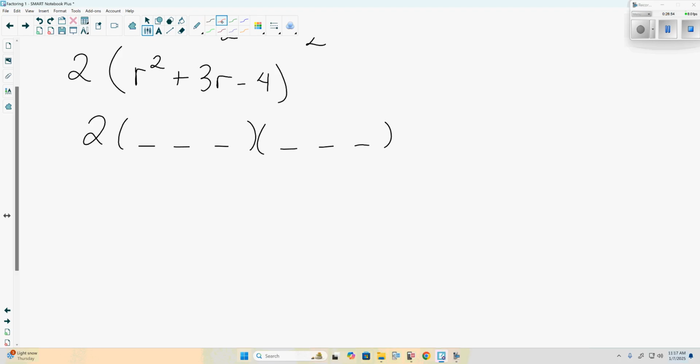Well, now we move on to our signs. Since here the third term is negative, the signs are opposite. One's going to be positive, one's negative. Now we need to find the factors of the first and third term. Our first term is r squared. So the only factors of r squared are r and r.